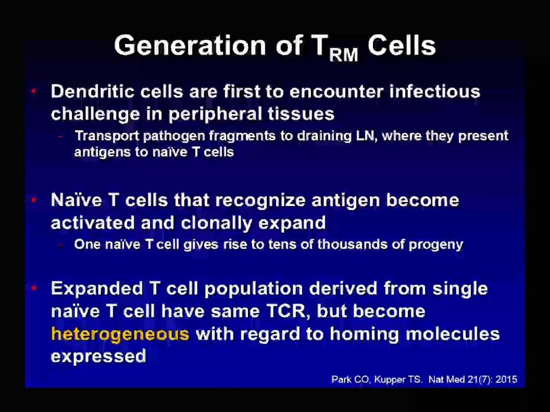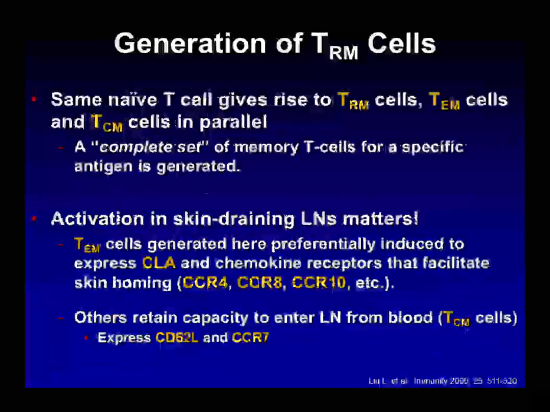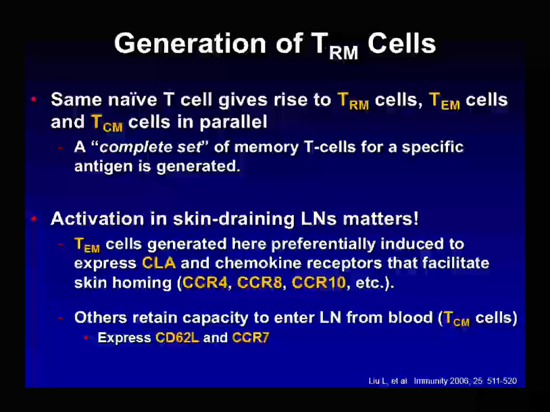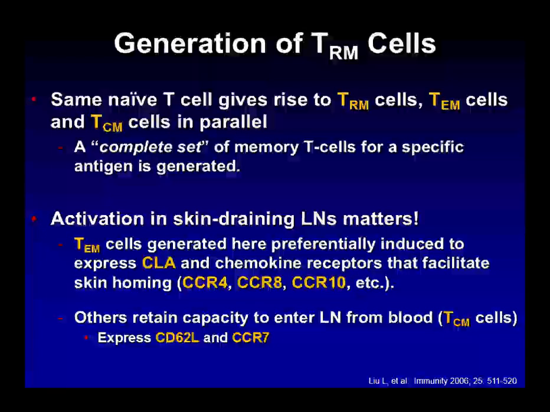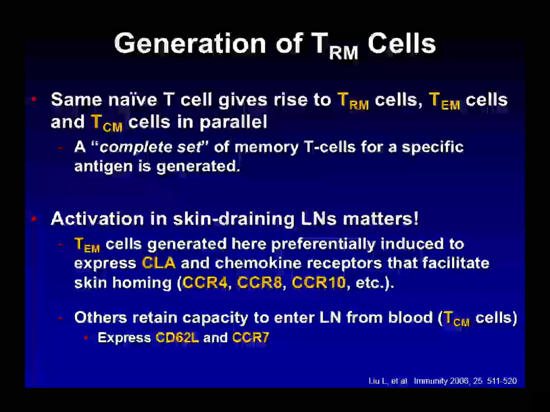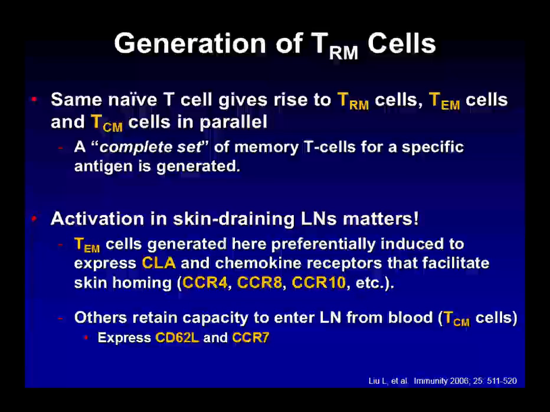And although all of these progeny express the exact same T cell receptor, they vary in regards to the homing molecules that they express. And a single naive T cell upon activation will produce central memory T cells, effector memory T cells, and tissue-resident memory T cells, all specific to that antigen. So in a sense, when a naive T cell becomes activated, it will produce a complete set of memory T cells.